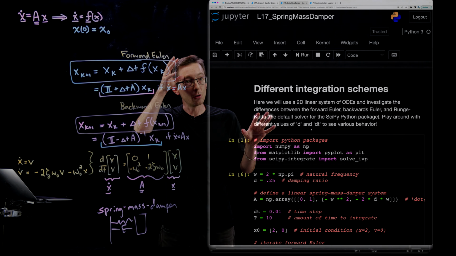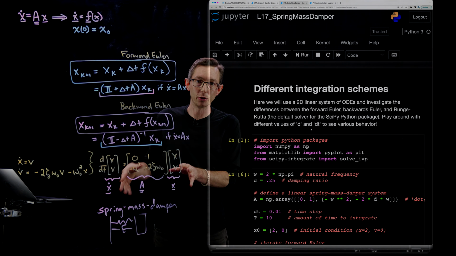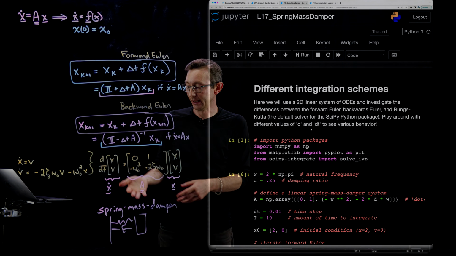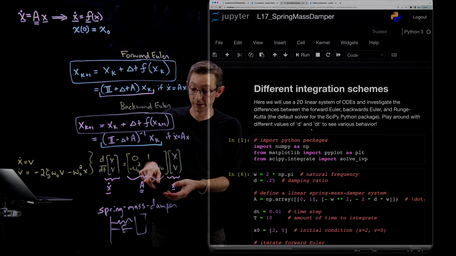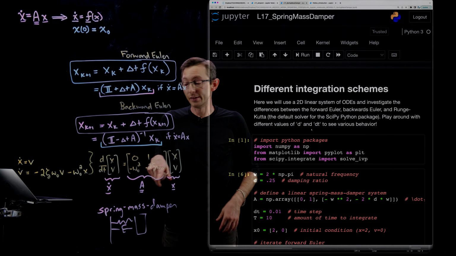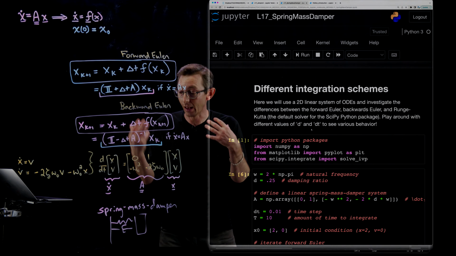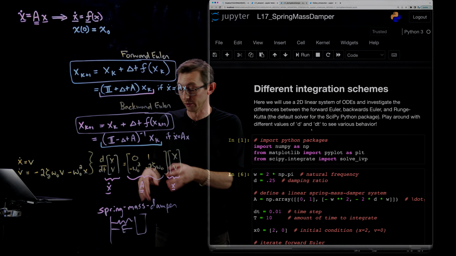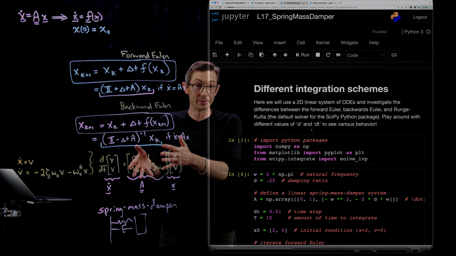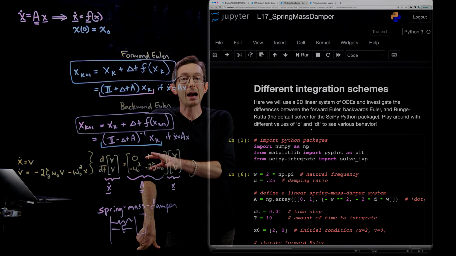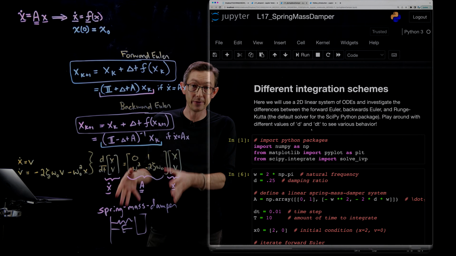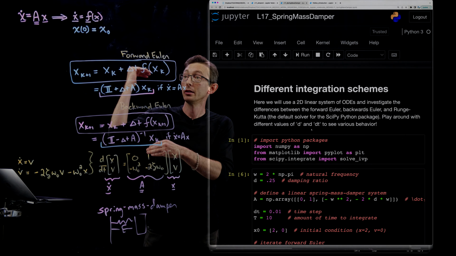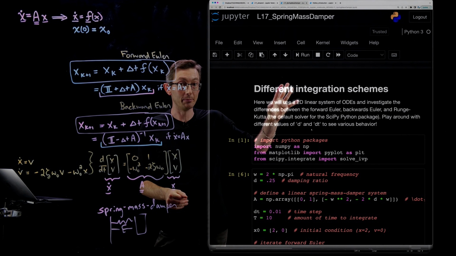OK, good. So we have derived these equations of motion, x dot equals Ax for the spring mass damper system. It is a linear system, so it's x dot equals Ax with this A matrix. This A matrix has eigenvalues with negative real part, which means the system is stable. So for any real damping, the system is going to be stable. You can check that. And now what we're going to do is simulate, predict a trajectory of the system. We're going to simulate the system forward in time using forward Euler and backward Euler in Python.